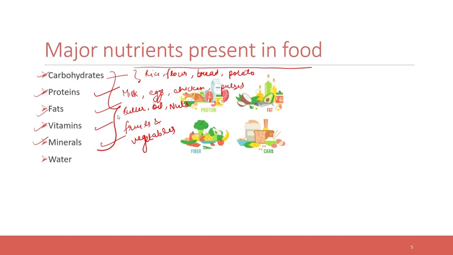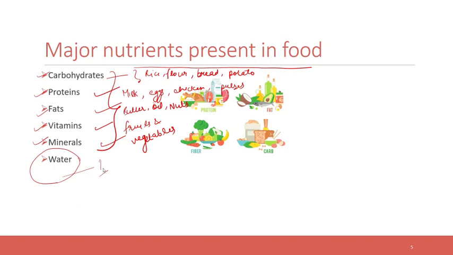Apart from all these five nutrients, there is one more most important thing which our body requires, and that is water. We also need water, right? So what are the five major nutrients present in our food? Carbohydrates, proteins, fats, vitamins, and minerals. Clear?